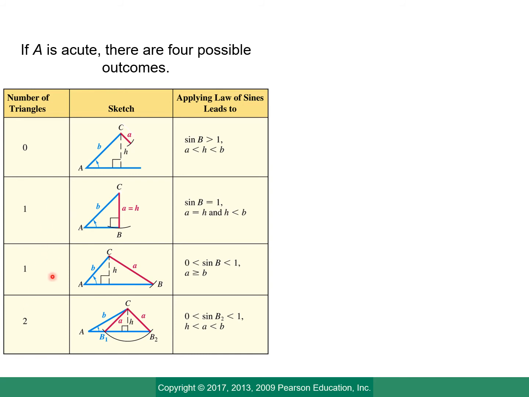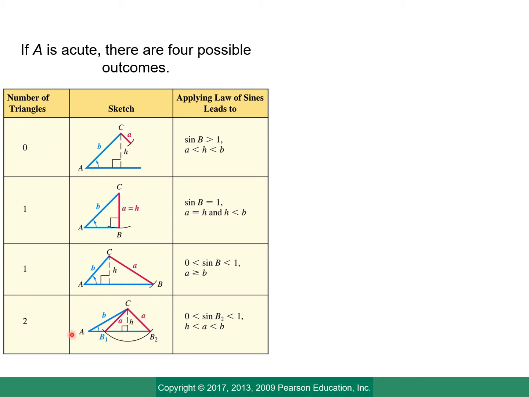Now, when there's 1 triangle, either sine of B is exactly 1, which just makes a nice right triangle, or sine of B is less than 1, so between 0 and 1, but then we figure out that side A is longer than side B. The two triangles case comes up also when sine of B is less than 1, between 0 and 1, but side A is actually smaller than side B. And we'll go through the process of how you figure this out. So you don't have to memorize this chart. I'm just showing you ahead of time the possibilities and how you start to figure out how many triangles you have, 0, 1, or 2.